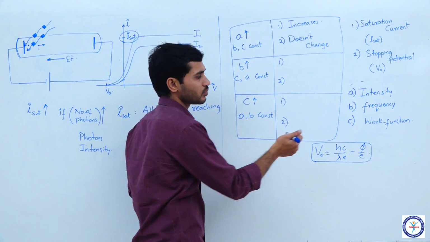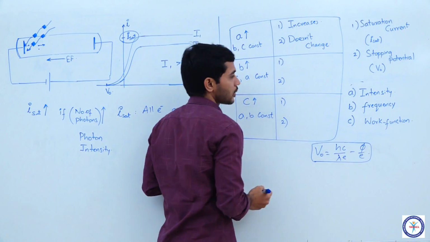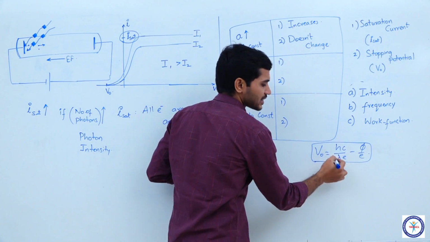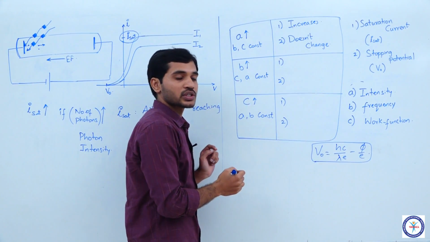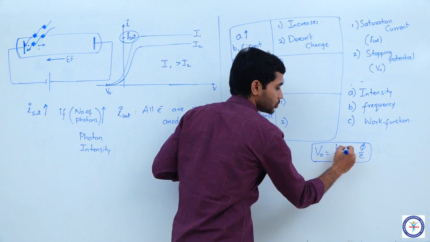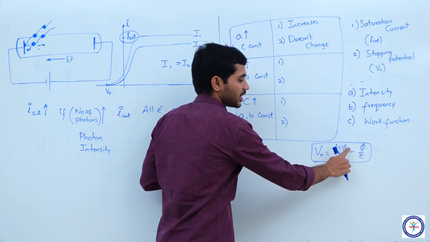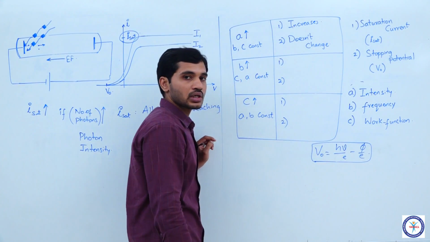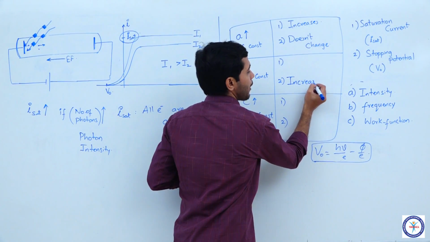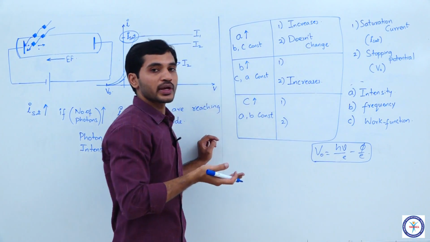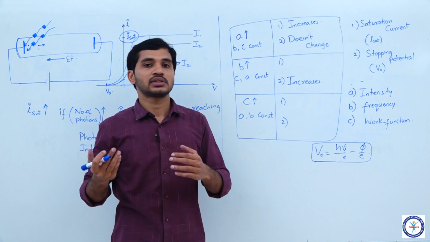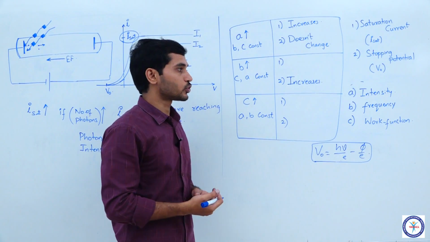So, because of the increase in frequency, you can easily say what happens to stopping potential. You can also understand it from the equation. You can write it as h nu, and c by lambda is nu. So, if nu increases, stopping potential increases, and I have just told you the reason why. More frequency means more energetic photons, means more energetic electrons, means more voltage is required to stop them.